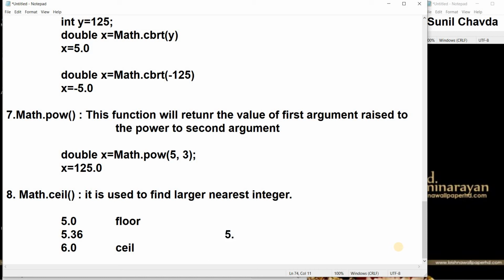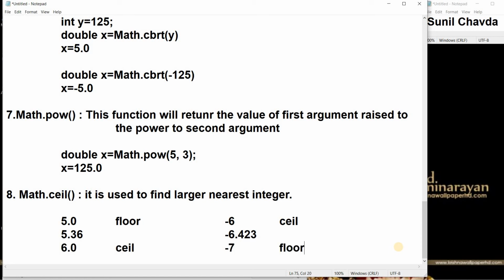Let us assume I have a different number, minus 6.423, a negative number. Between which two numbers is this minus 6.423 coming? It is coming between minus 6 and minus 7. Now which number is larger, minus 6 or minus 7? Yes, minus 6 is the larger number, so this is my ceil, and minus 7 is the smaller number, so it is my floor.